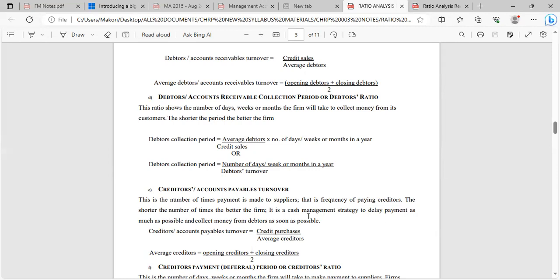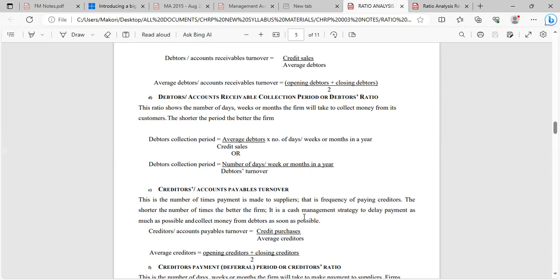Because we are paying, we are told here that it is a cash management strategy to delay payment as much as possible and collect money from debtors as soon as possible. The longer the period it takes for us to pay them, the better for us, because when we delay paying them, we utilize that money to get some income from it. So the fewer the number of times, the better to the business. If your suppliers give you a long period of time before you pay them, the better to you, because you can use that money to generate more revenue.